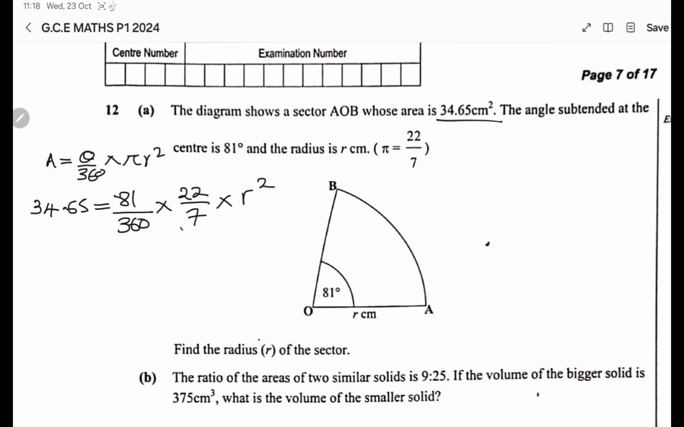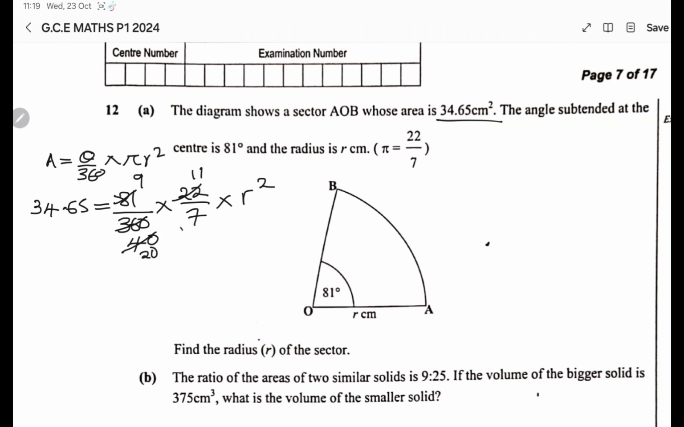At this stage we can reduce it by cancelling out the common factors. From here I can see 9 can go into both 81 and 360, so 9 into 81 goes 9 times, and 9 into 360 goes 40 times, so we have 40 there. Then next I can see that a 2 can go into 40 and a 2 can go into 22. So 2 into 40 is 20 and 2 into 22 is 11.